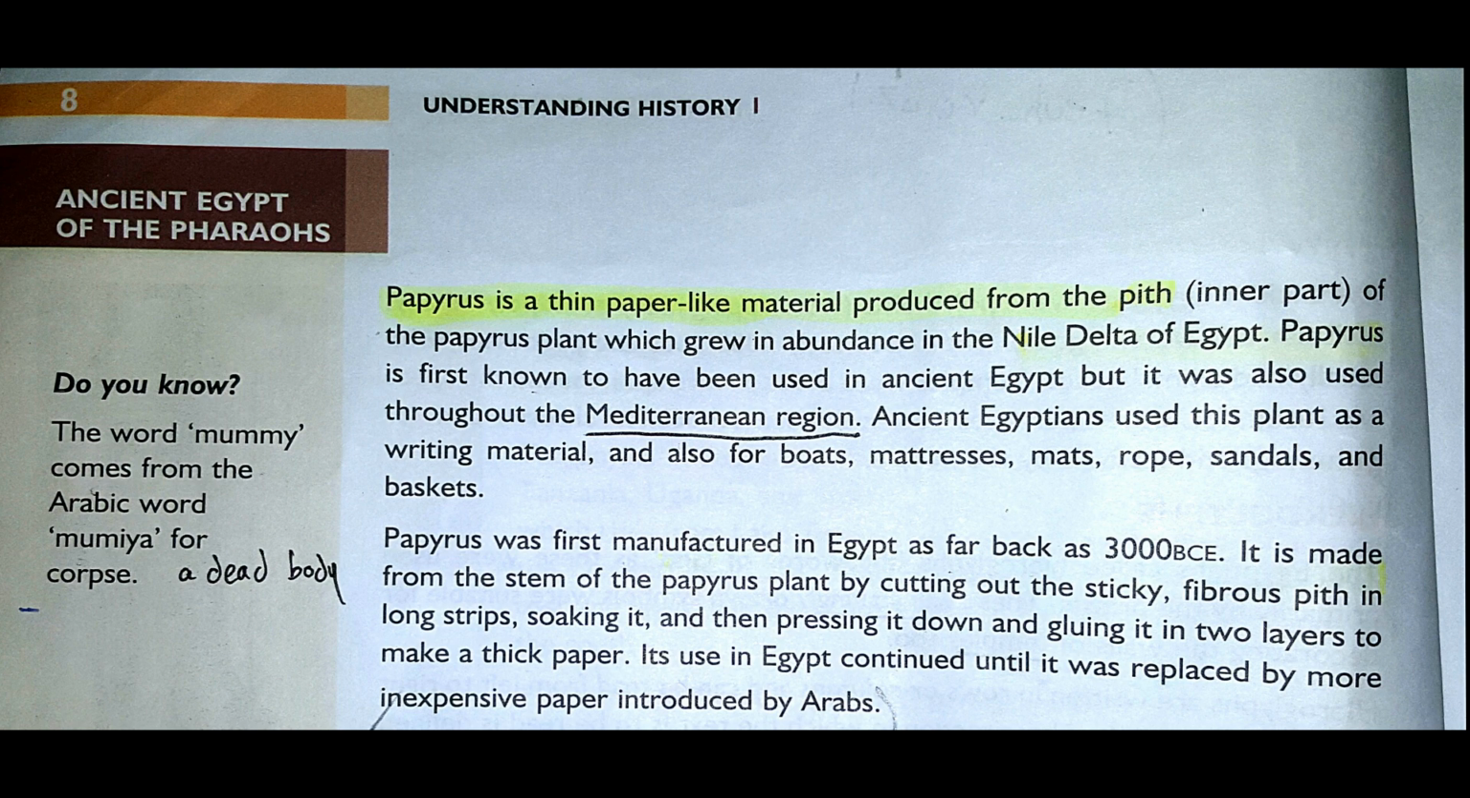Its use in Egypt continued until it was replaced by more inexpensive paper introduced by Arabs. So it had been used for a long time until another material was introduced by Arabs. Understand, students? So, by reading about hieroglyph, we come to know that it was a more convenient and more famous medium of writing at that time.